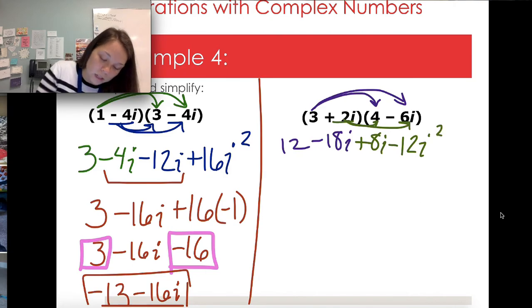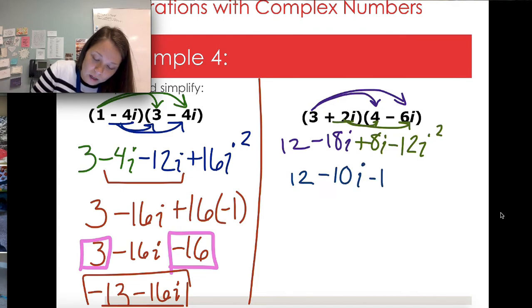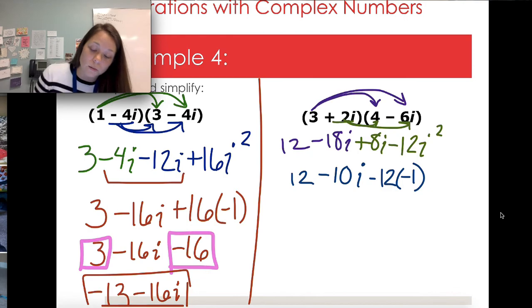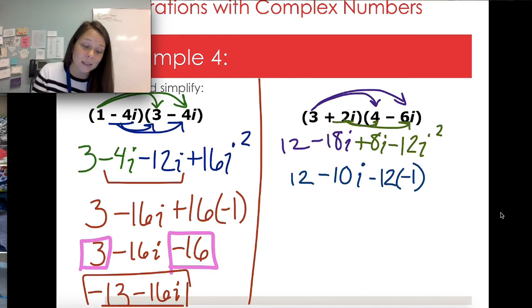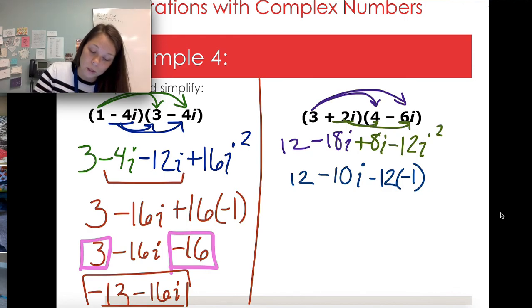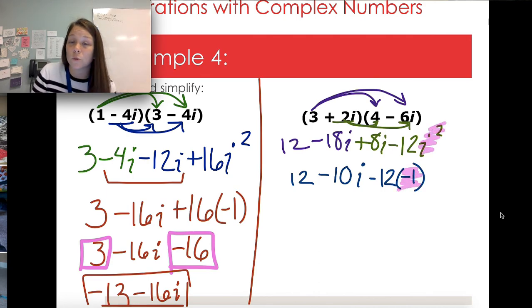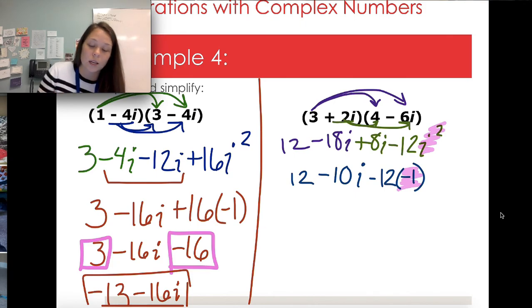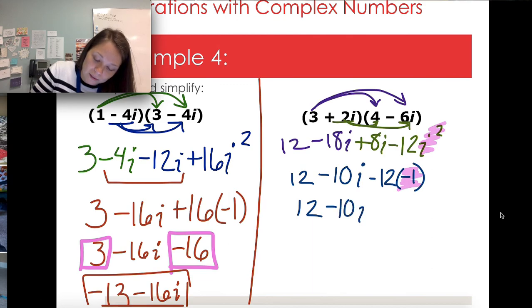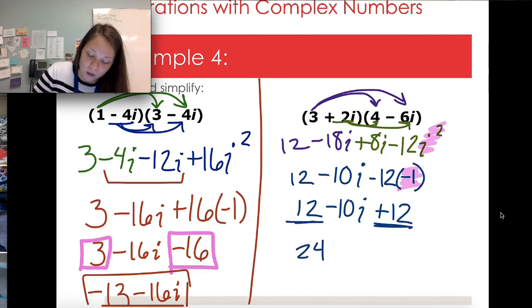Combining some like terms here, I would get 12 minus 10i minus 12 i squared, which is really going to be multiplied by a negative 1, because what I'm doing is I'm substituting that in. i squared is really negative 1. So I'm not doing negative 12 times i squared, I'm really doing negative 12 times negative 1. So what that's going to do for me is give me the 12 minus 10i plus 12. Combining a positive 12 plus 12 gives me 24 and minus 10i.